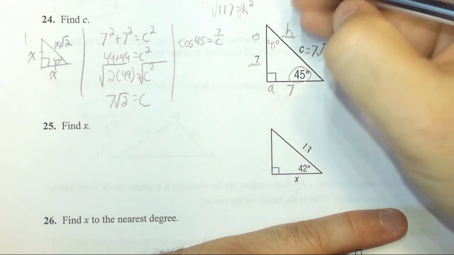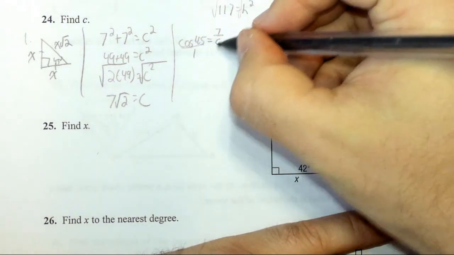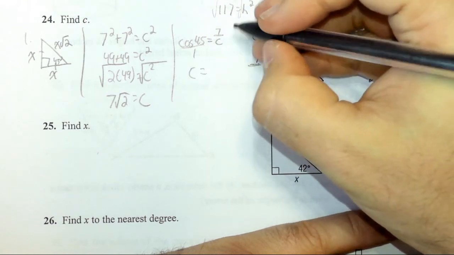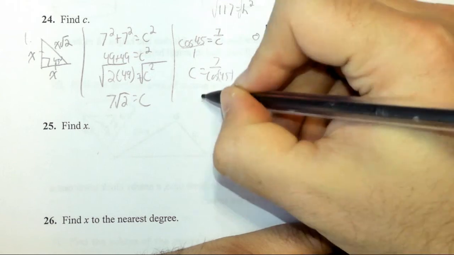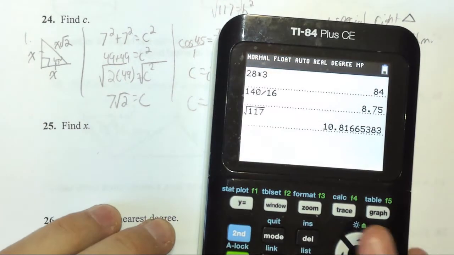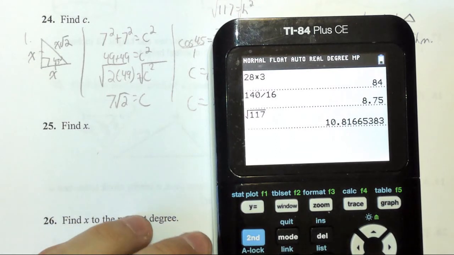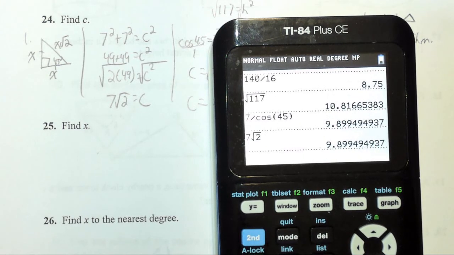So now we're going to cross multiply and divide, put that over 1. We've got c is equal to 7 over cosine 45. So type that in the calculator. 7 divided by cosine 45 comes out to 9.899, but if we'd taken 7 square root of 2, we would come out with the exact same thing. So either way, we're always getting 7 square root 2.